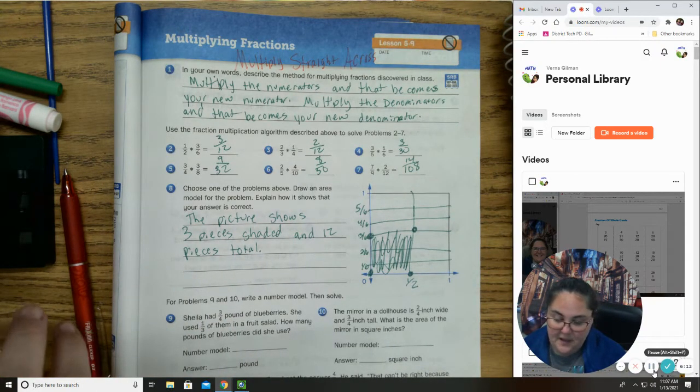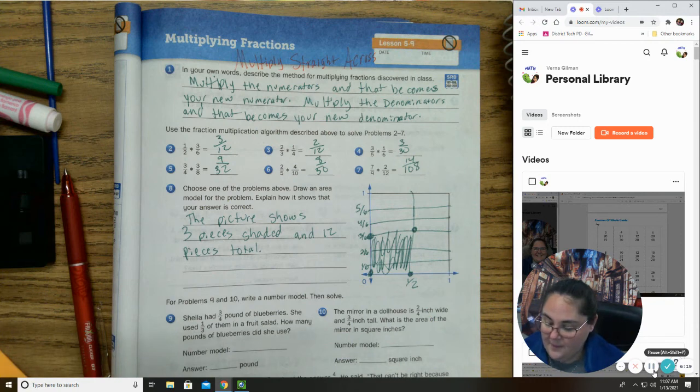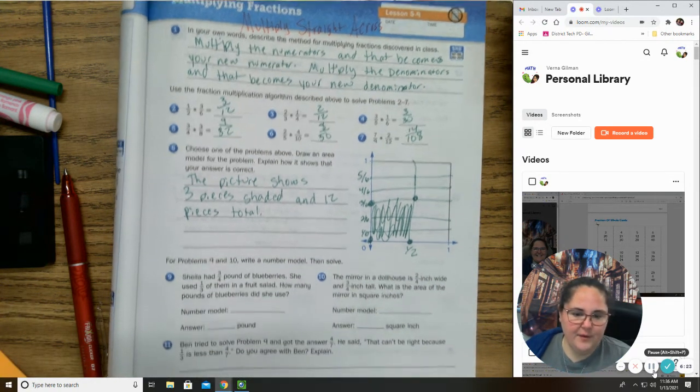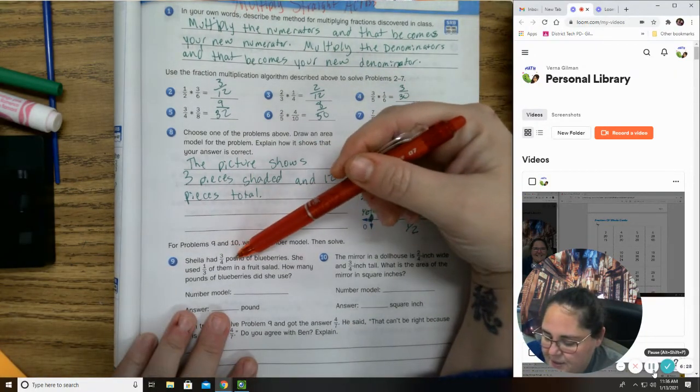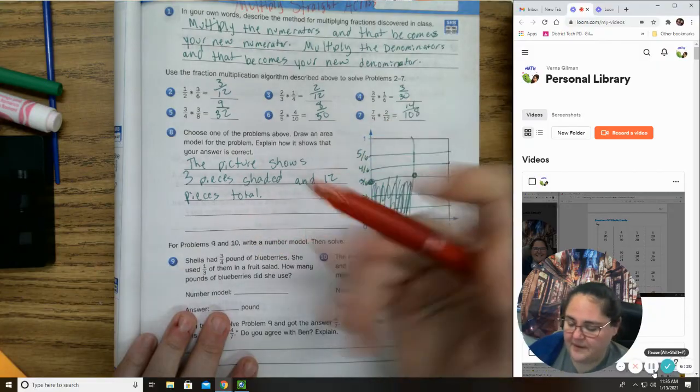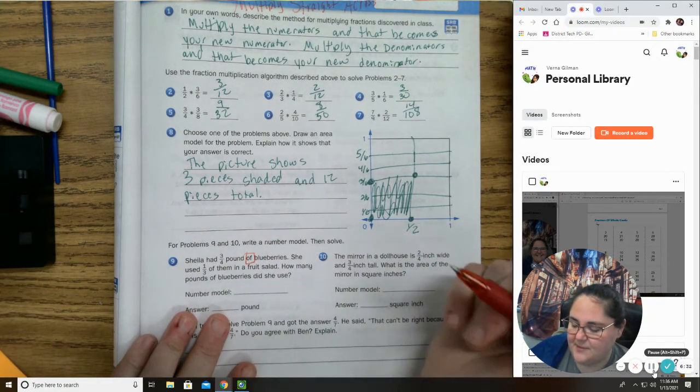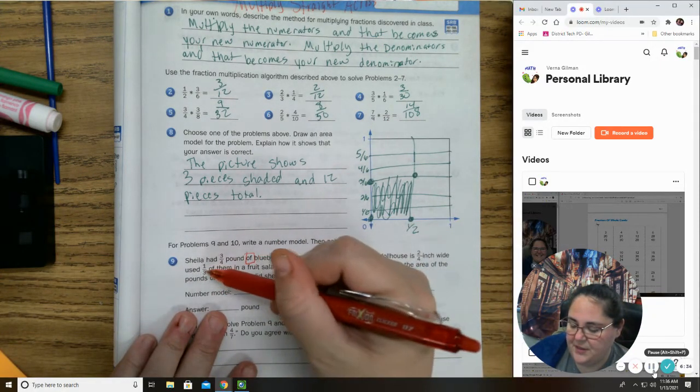Okay. Now, for number 9 and 10, write a number model and then solve. All right, for number 9 and 10, we're going to use a number model to solve. It says Sheila had 3/4 of a pound of blueberries. Remember, we know of means multiply, right? She used 1/3 of them.